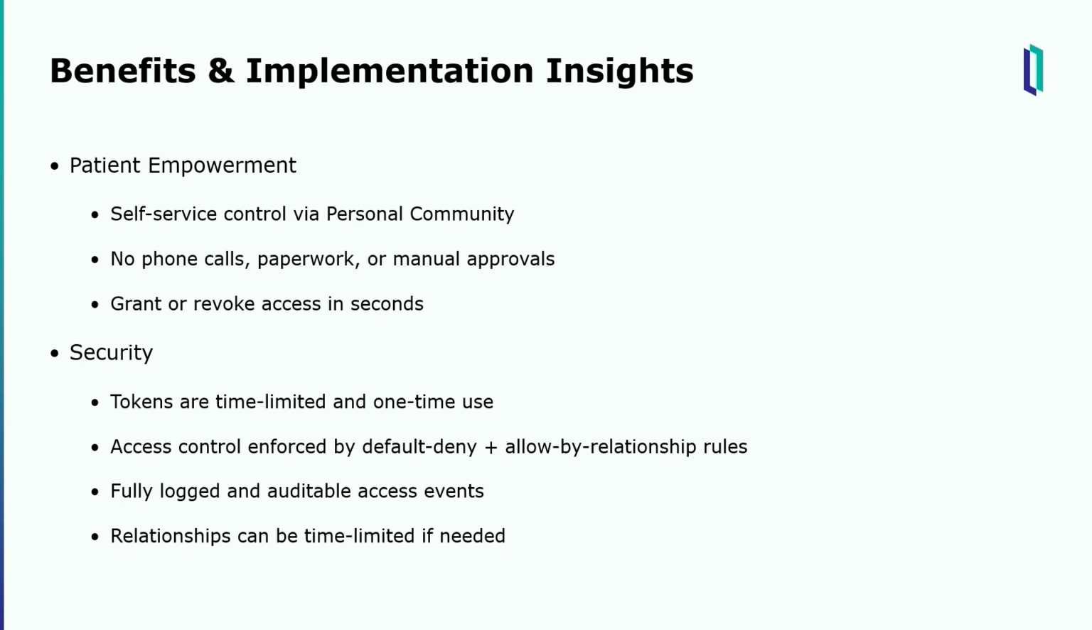The other thing is, this is a high-risk topic, and we need lots of security for this. So we needed time-limited tokens, so that if I lose my token, no one can find it and use it. We wanted to use as many built-in functionalities as possible for security topics, so we could use the default deny and relationship rules of the consent engine. Everything done here, because it's based on HealthShare standard functionality, is fully logged and auditable, and we can also time limit the relationships as we have seen.